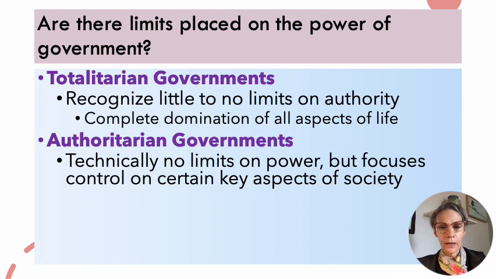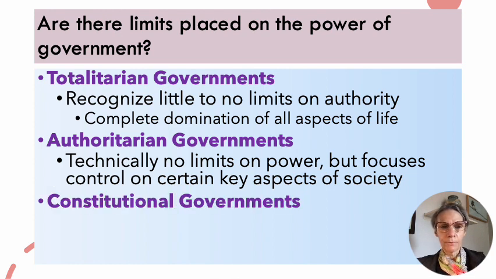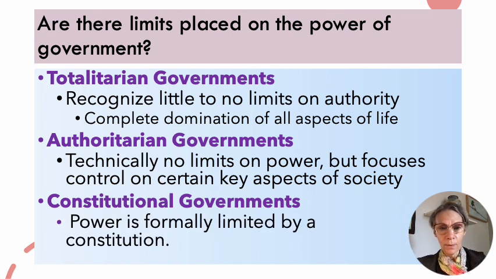21st century China under Xi Jinping, that's an example of an authoritarian government. Same with Russia, Vladimir Putin in Russia, both examples of modern day authoritarian governments. A constitutional government is different in that the power is formally limited by a constitution. In a constitutional government, there are severe limits placed on the power of government. The United States is a constitutional form of government. So let's dig into what constitutes a constitutional democracy now.